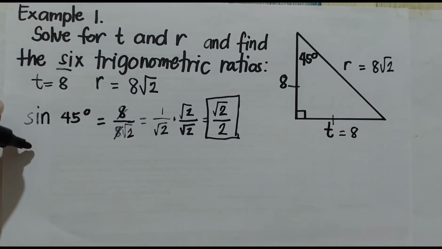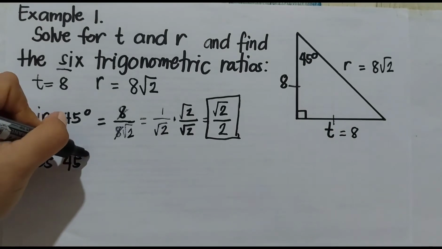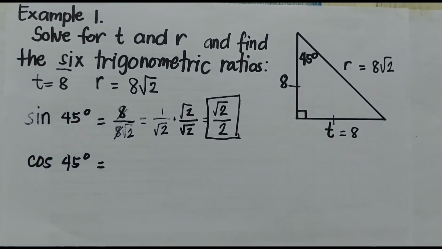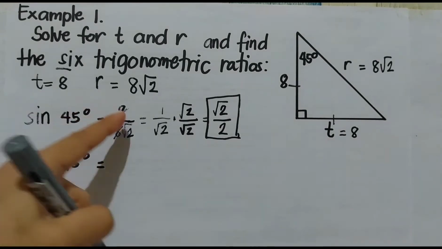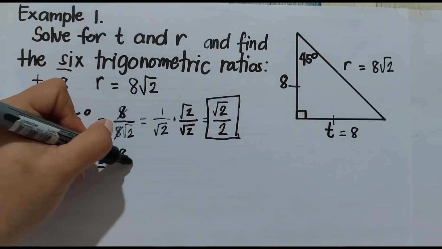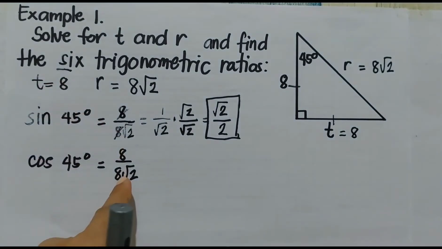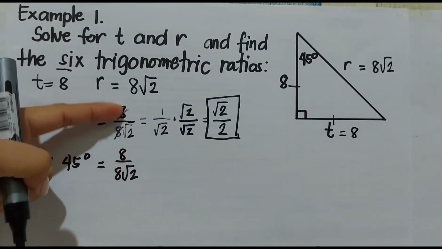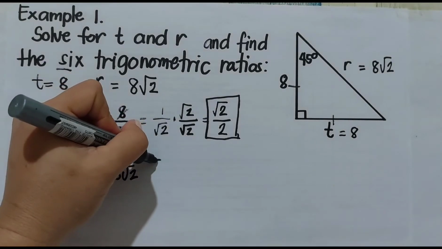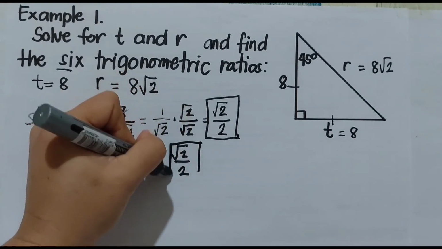Okay. Next, we have the cosine 45 degrees because our theta here is 45 degrees. So, cosine, that is adjacent over hypotenuse. So, still, the adjacent side is 8, the same, over 8 over the hypotenuse, which is 8 over square root of 2. So, if we simplify it, as you can see, the cosine is the same as the sine. So, still, that would be square root of 2 over 2.